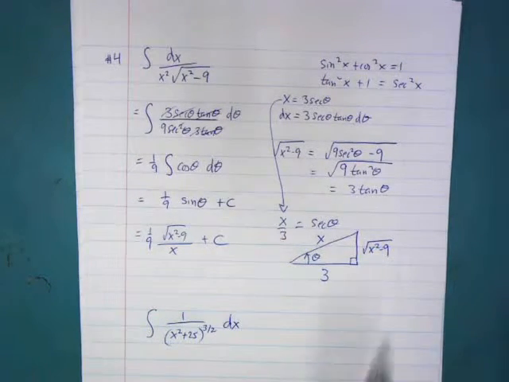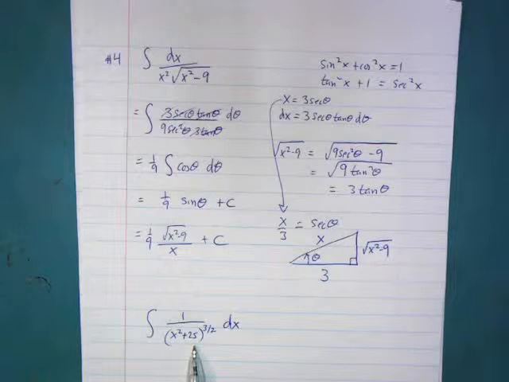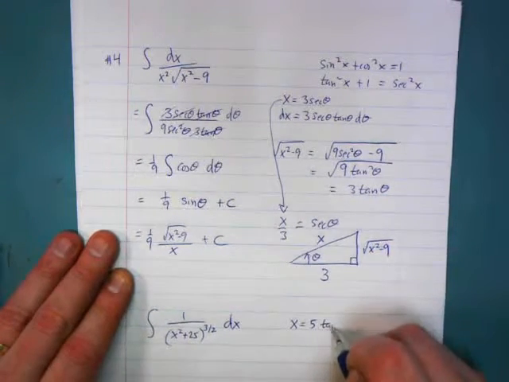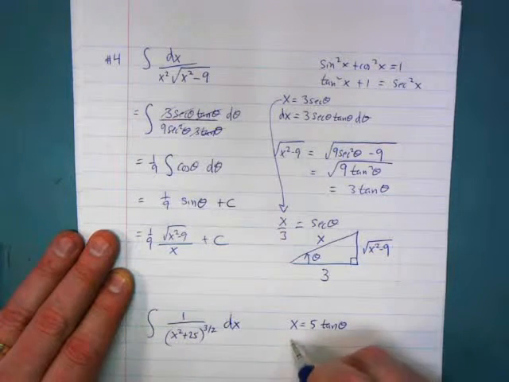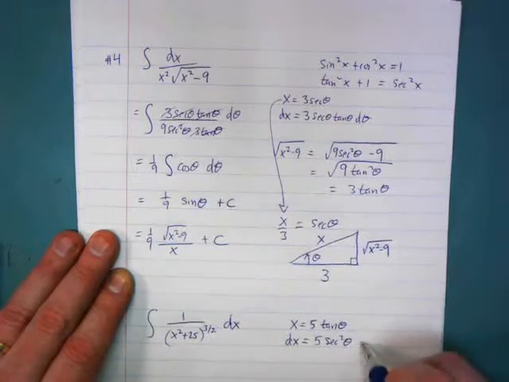Looking back at my trig identities, what's my substitution this time? Not sine. Tangent, because I want tangent squared plus 1. Tangent squared plus 1. So x should be 5 tangent theta. Dx will then be 5 secant squared theta d theta.